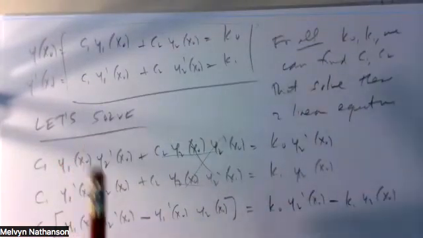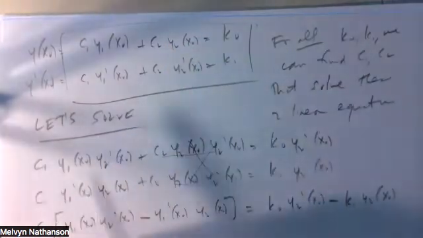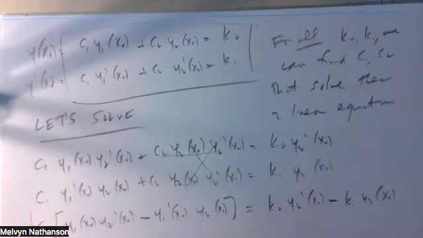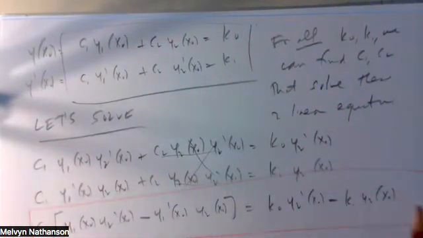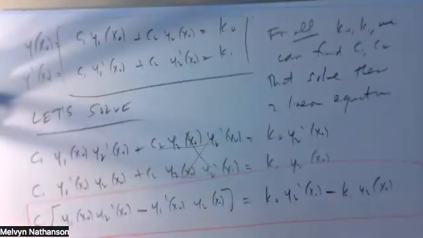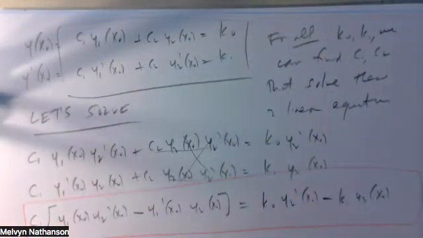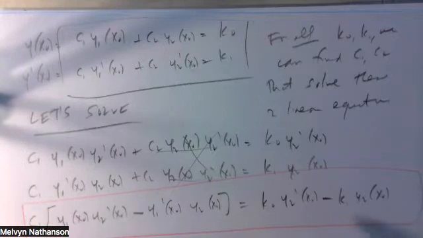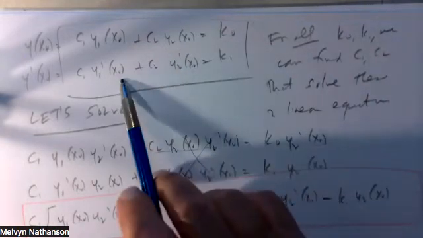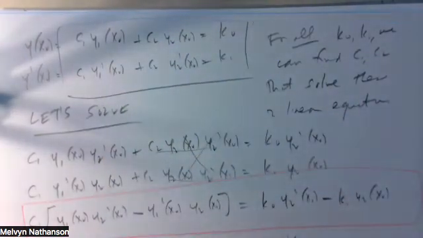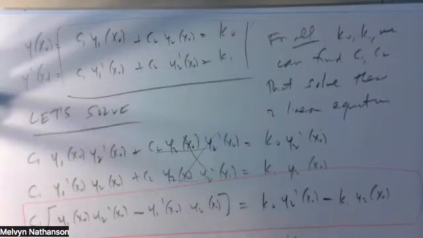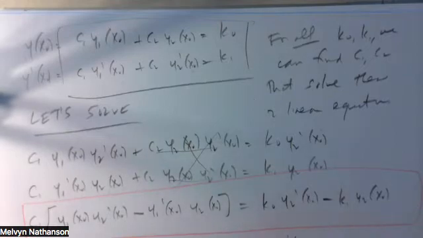So if I can express y as a linear combination of y1 and y2, then in particular, I can solve these two linear equations. So when I eliminate C2, I get this equation. Let me eliminate C1. To eliminate C1, again, this is just high school algebra. You multiply the first equation by y1 prime of x naught. You get C1 y1 of x naught y1 prime of x naught plus C2 y1 prime of x naught y2 of x naught equals k naught y1 prime of x naught. Then we multiply the second equation by y1 of x naught. I get C1 y1 of x naught y1 prime of x naught plus C2 y1 of x naught y2 prime of x naught equals k1 y1 of x naught.